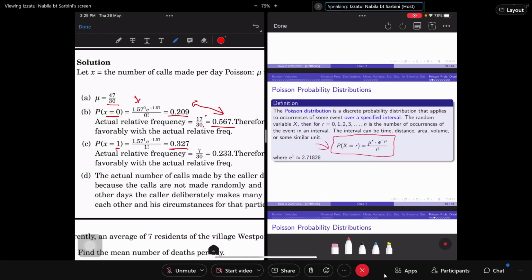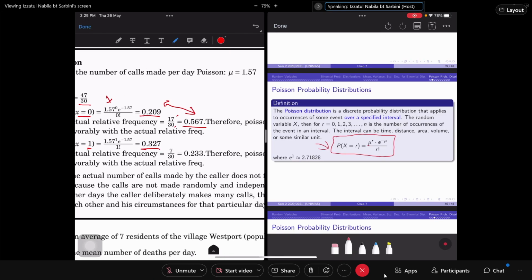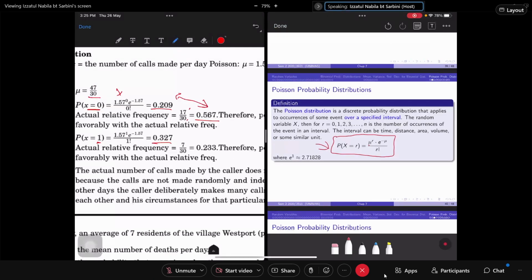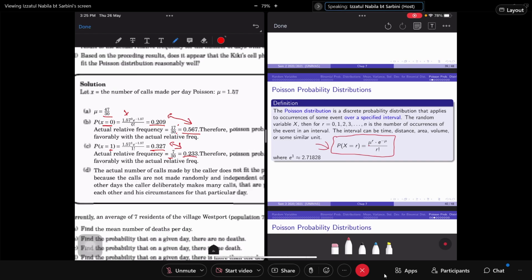Now for the relative frequency, how many days did she make only 1 call. So for 1 call, she made it in 7 days. So 7 out of 30. So 7 out of 30, when you calculate, is 0.233. When you compare these two here, they are not the same, right? It is also not close to the actual relative frequency.